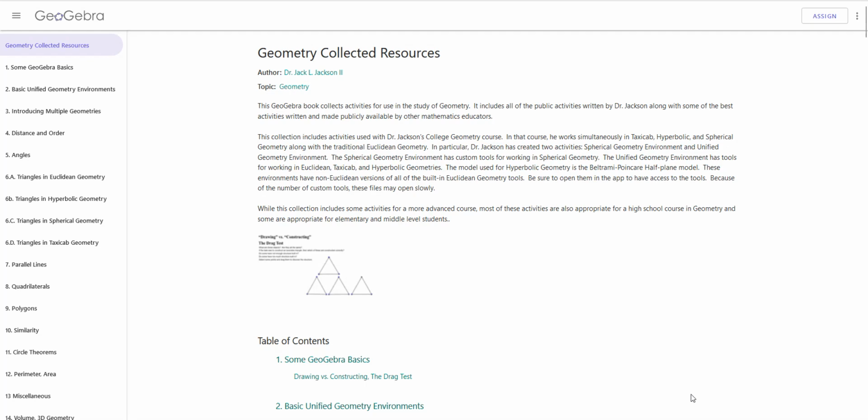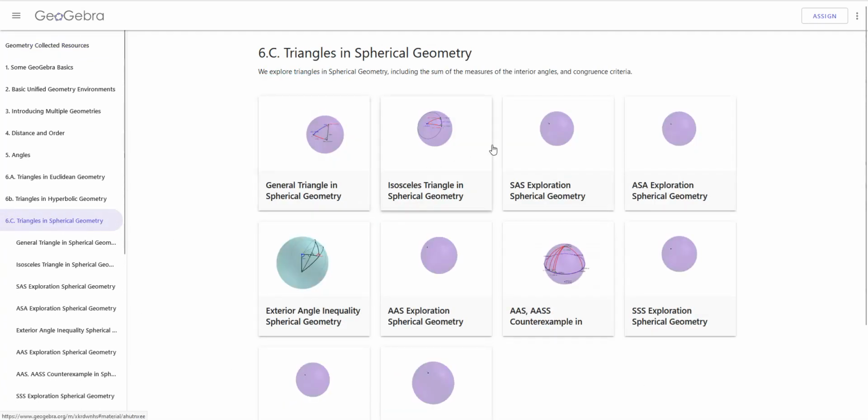Okay, so we're back again. We've been investigating the angle side angle condition. We've looked at it in Euclidean and hyperbolic geometries. Let's look at it in taxicab geometry now.